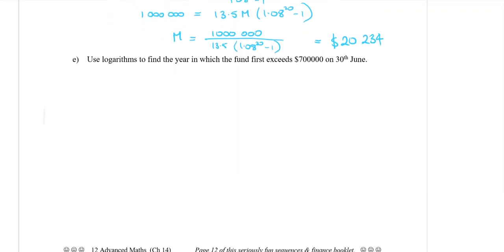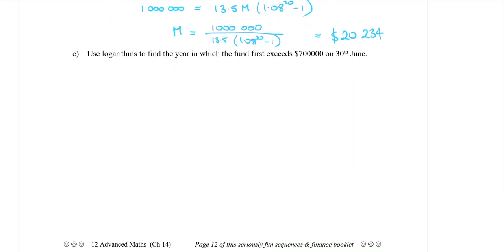Question E. Use logarithms to find the year in which the funds will first exceed $700,000 on the 30th of June. I'm going to assume that's talking about the original question, which was when we were using that P equal to $10,000. Okay, so this was using the sum equals 135,000 times 1.08 to the power of n minus 1. So it's resorting back to the equation that we found in part B.